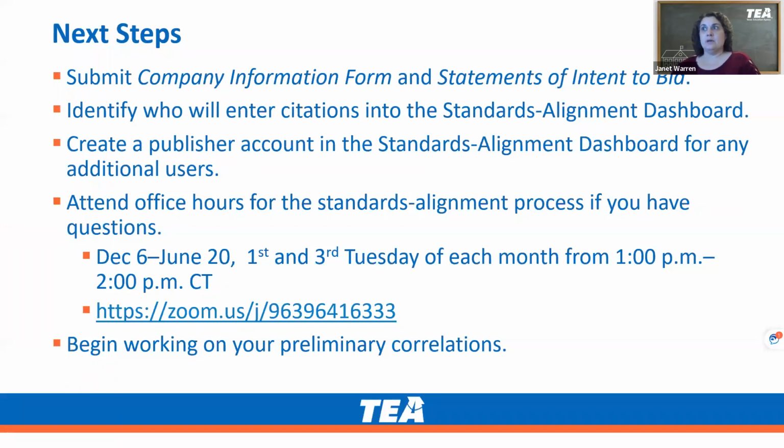If you've not done so already, you'll want to submit your company information form and statements of intent to bid. Even if you're remotely interested in participating, statements of intent to bid must be submitted by the December 5th deadline to participate in the proclamation. You can withdraw at any point in the process if you decide you no longer wish to participate, but you cannot join after the statement of intent to bid deadline. So if you think you want to join, submit those statements of intent to bid.